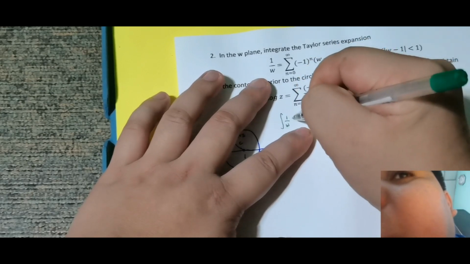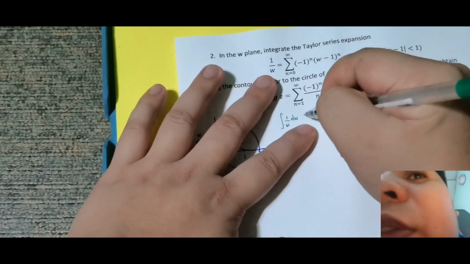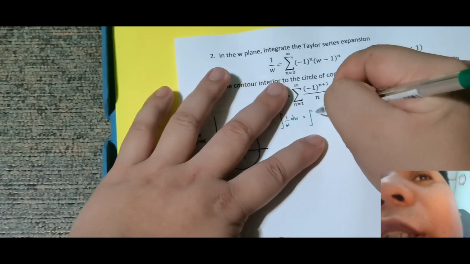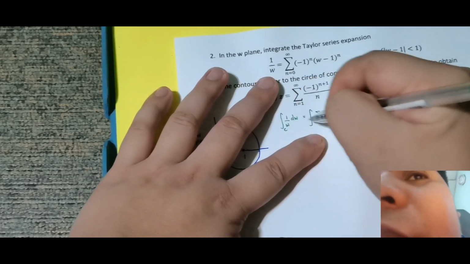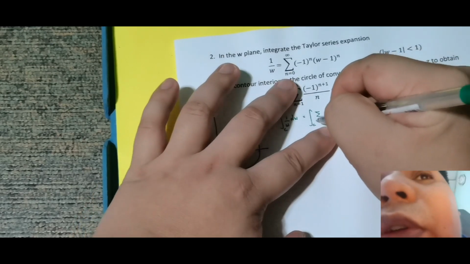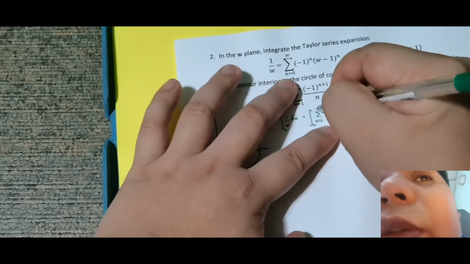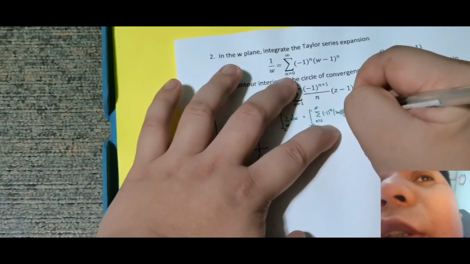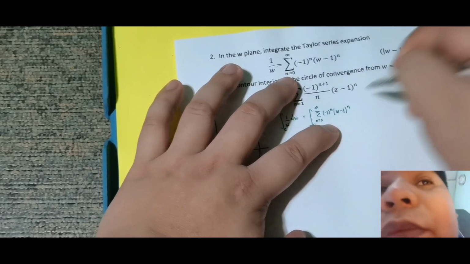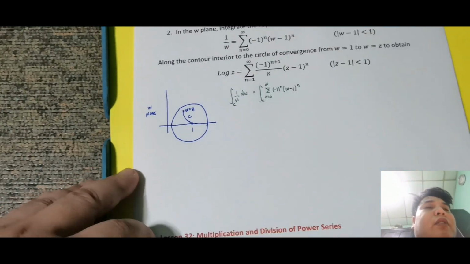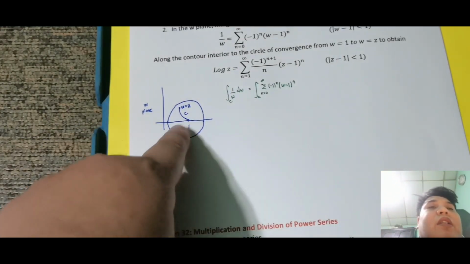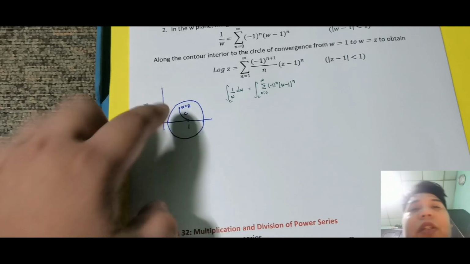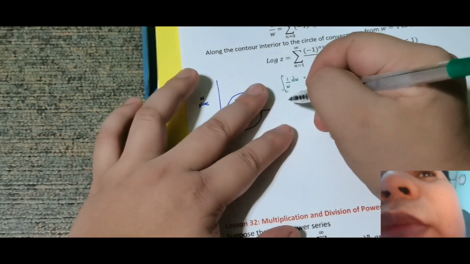I-integrate natin with respect sa W. Equal to sa integral ng summation, so along the contour C, for n is equal to 0 up to infinity ng negative 1 raised to n tapos ng W minus 1 raised to n. Okay, so since along contour C tayo, ang contour natin is from 1 to the Z kasi W is equal to 0 eh. So ang contour natin is just simply ganito.